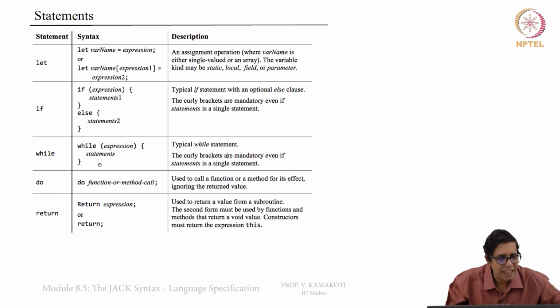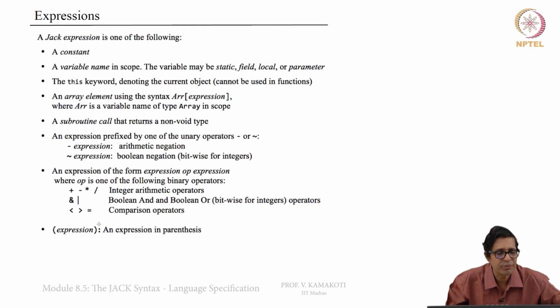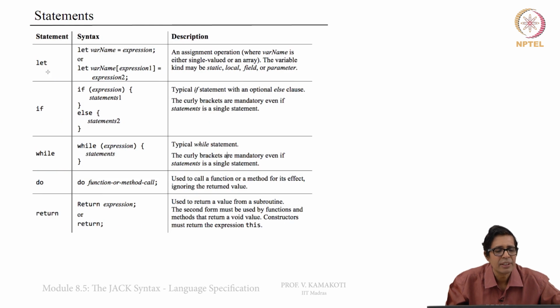What are the different statements that we see? We have seen five different types of statements. Let is a statement. So, let var name equal to expression, or let var name of expression 1 equal to expression 2, right. Where the var name can be a variable which can be a static, local, field or parameter variable.